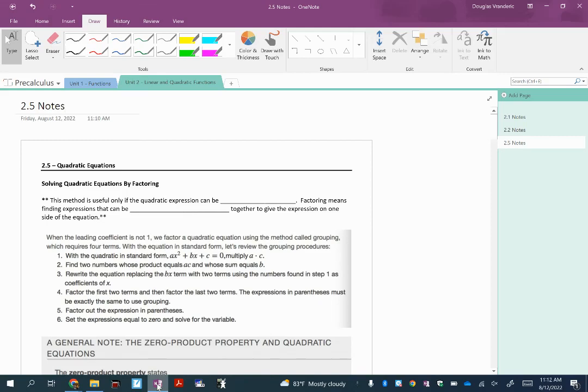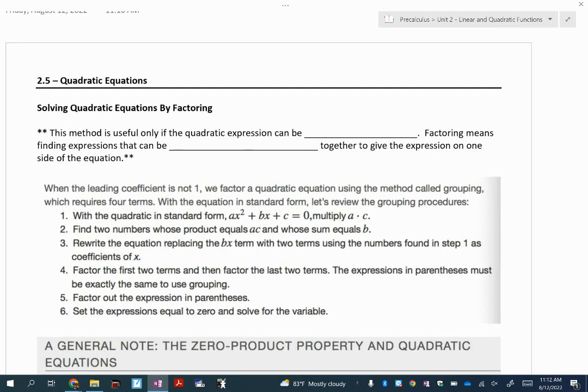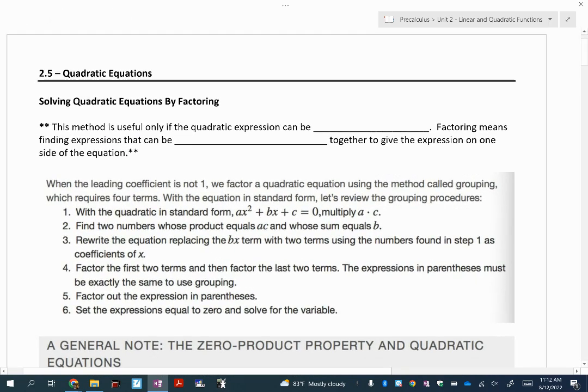About quadratic functions, and you would have spent so much time doing quadratic functions in your Algebra 2 class. So this should be a review about the three main ways that you would solve a quadratic.